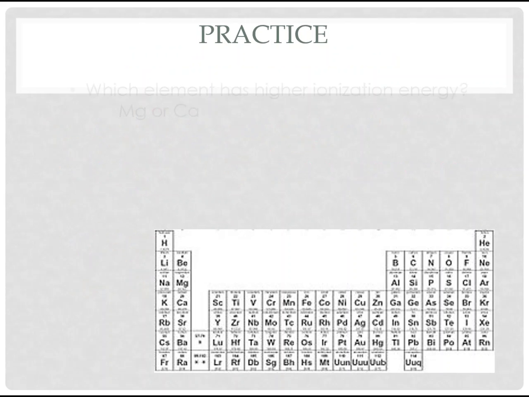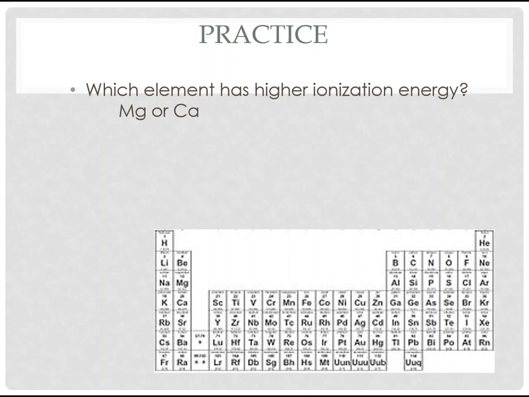Now time to practice. Which element has higher ionization energy? So first thing, hunt and peck, find your elements. We've got magnesium, we've got calcium right here, nicely grouped together. So which one has higher ionization energy? Yes, magnesium definitely. It is a smaller atom, less distance, stronger attractive force for those outer electrons.